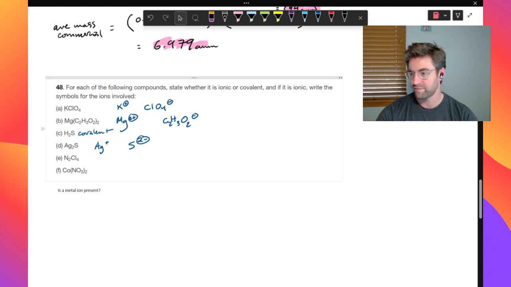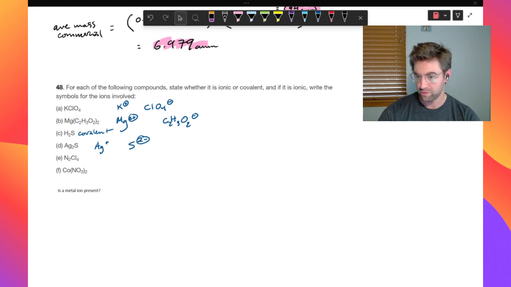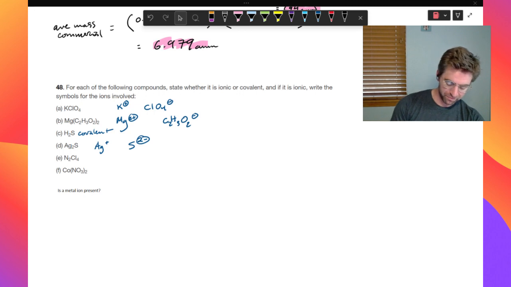Nitrogen and chlorine. So nitrogen, not being an alkaline earth metal, this is probably not an ionic compound.